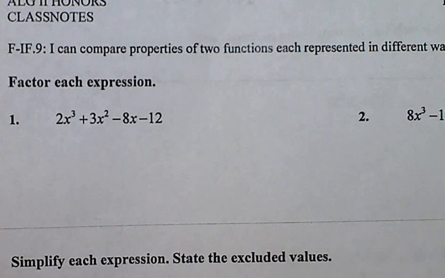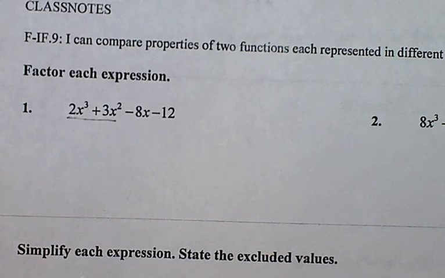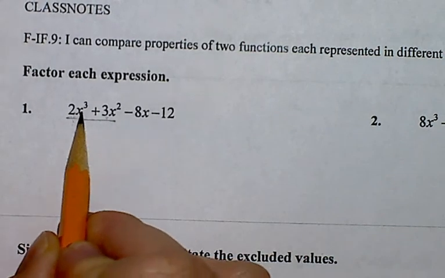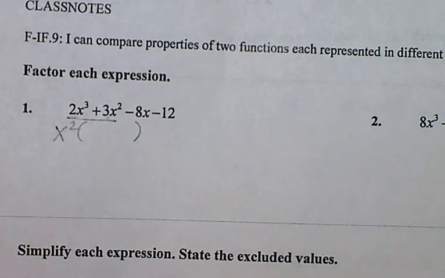So number one is a review. We are going to factor by grouping here. So I'm going to underline the first two terms and ask yourself, what can you factor out of these two terms? I can take out a maximum of 2x's, so x squared. And now I need to determine what goes inside parentheses.